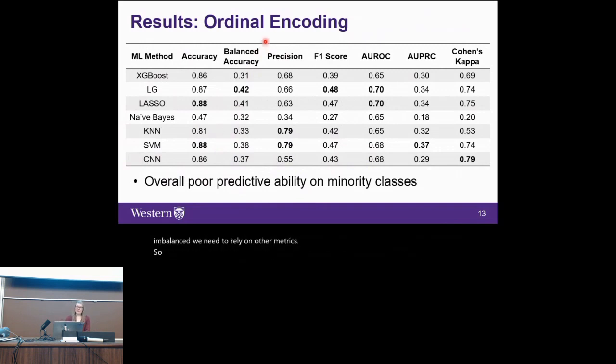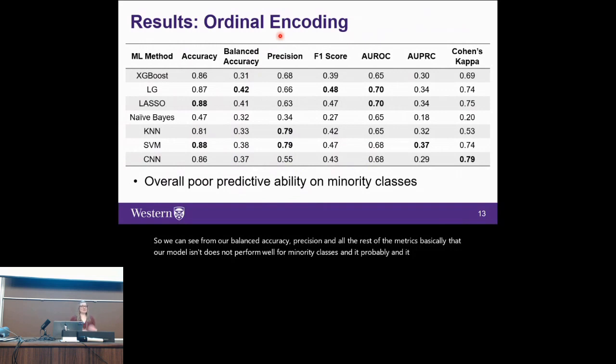So we can see from our balanced accuracy, precision, and all the rest of the metrics basically, that our model does not perform well for minority classes, and it basically tends to just predict the dominant class, which means it's not really learning anything from this one.